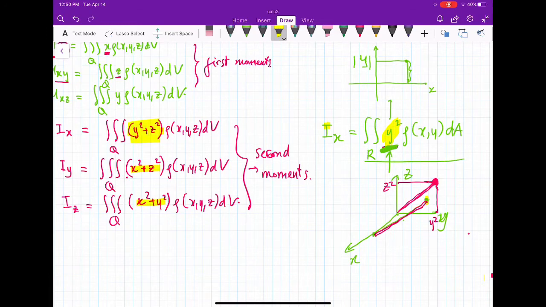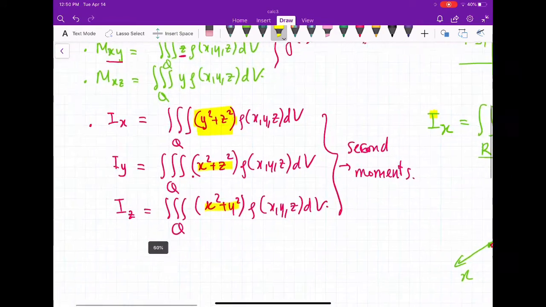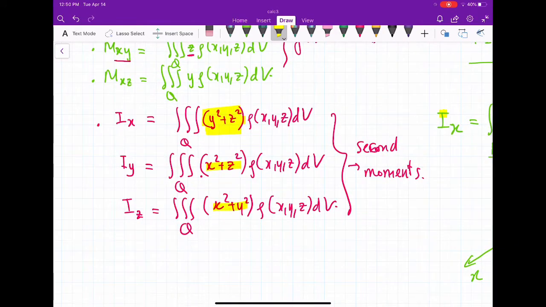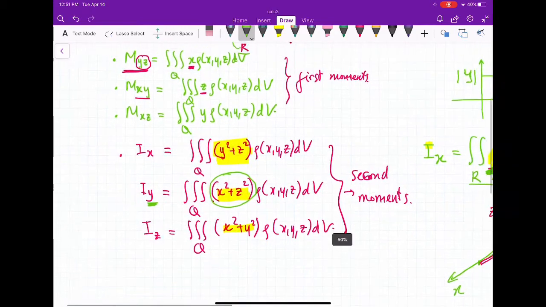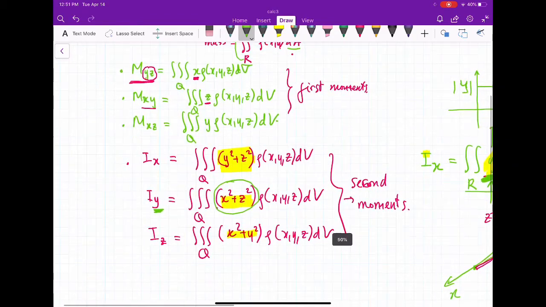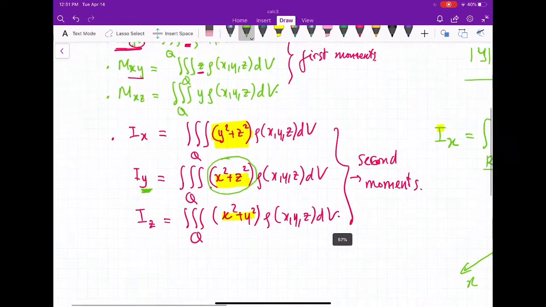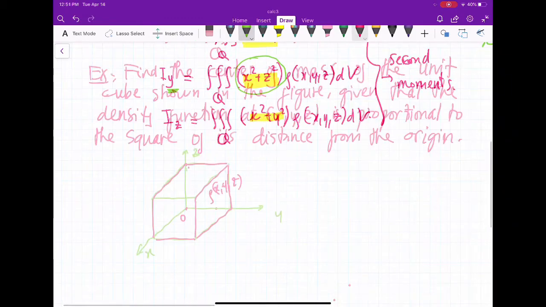If you consider the second moment of a solid region with respect to the x-axis, makes sense? Similarly, you have x squared plus z squared in here. That is the square of the distance from that point to the y-axis. Agree? So I think that is clear enough for the first and the second moments. Okay, let's solve some examples.